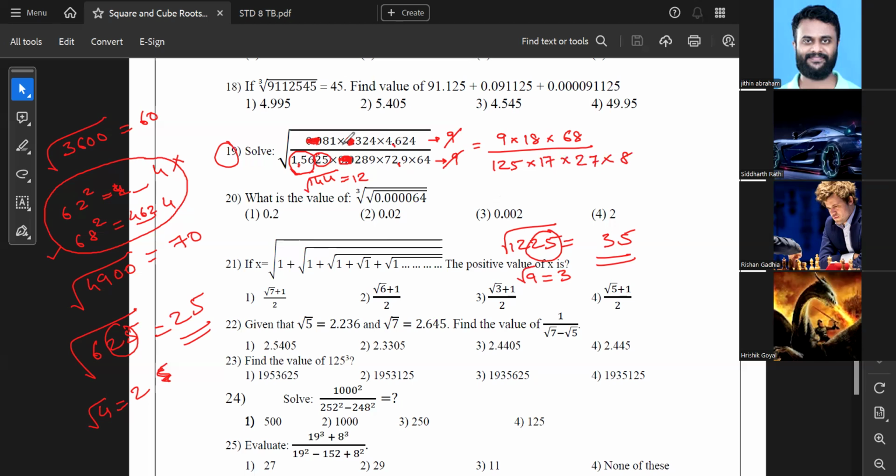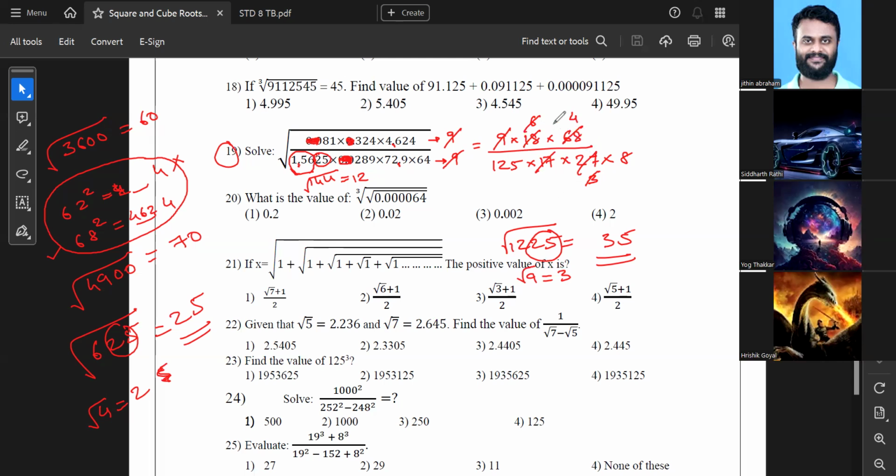Okay, so sabka square root nikala, you have this. Now, since you have this, you have to do cancellations and try to make the number as small as possible. 9 ones are 9, 9 threes are 27, and 3 sixes are 18. 17 fours are 68. 4 ones are 8. So 4 twos are 8.